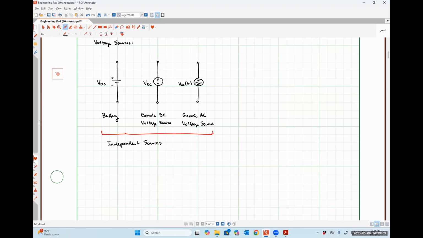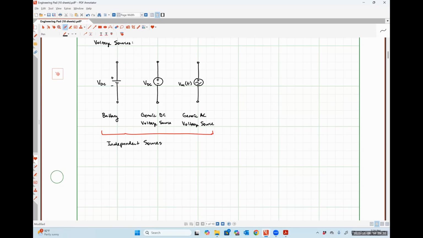it's going to provide the exact same amount of voltage. Same thing for my generic DC source, same thing for my generic AC source. It is agnostic of what it is connected to. So regardless of what it's connected to, if I were to measure the difference in potential energy between those terminals, it would return whatever voltage I'm told, okay?